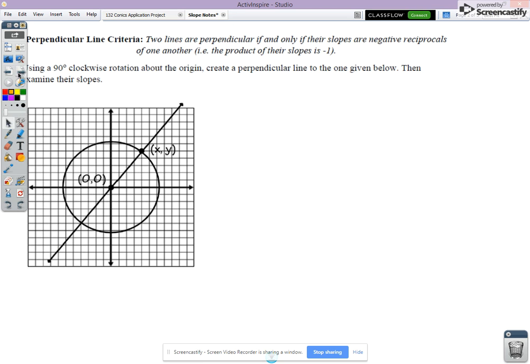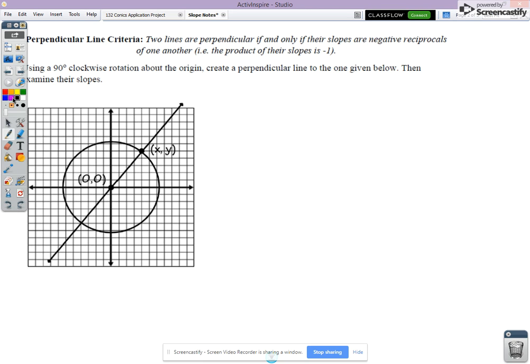All right, moving on to perpendicular lines. So the perpendicular line criteria says that two lines are perpendicular if and only if their slopes are negative reciprocals of one another. It's a fancy term. Really what it means is the product of their slopes is -1.